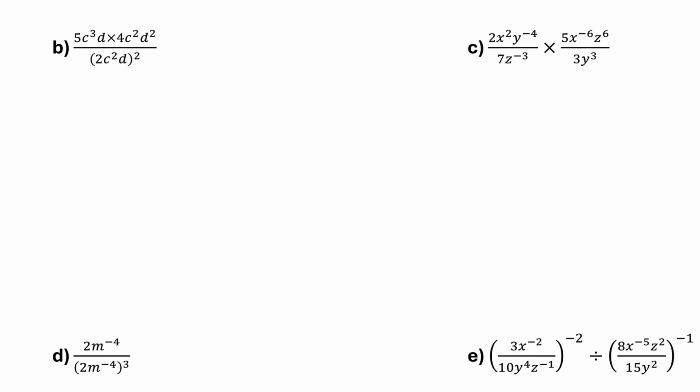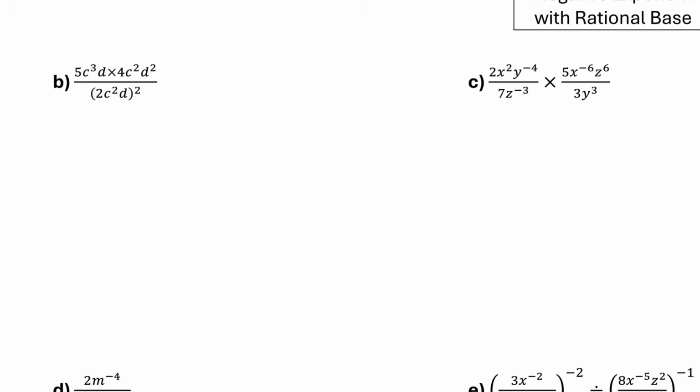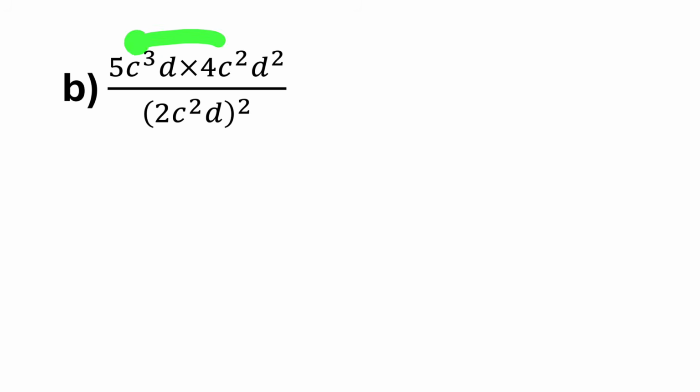Let's go ahead and do part B and part C. Part B, in the numerator, I see I have a product that can be simplified. I have a constant factor of 5 times a constant factor of 4. That's equal to 20. And I have two powers of c being multiplied together.